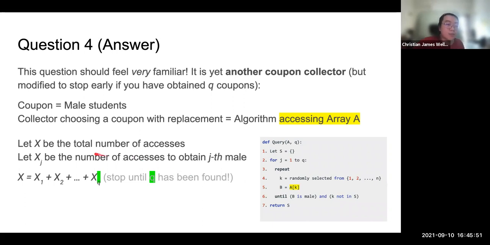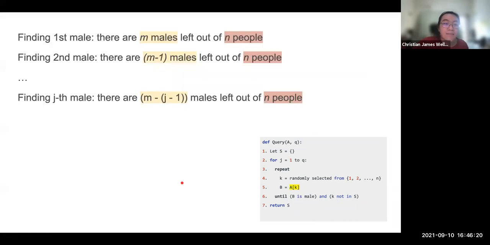So we let X be the total number of accesses, and similar to the coupon collector example, we let Xj be the number of accesses to obtain the jth male, right? To see the jth new guy. The difference here is that we stop at Q, until Q has been found. Okay, I forgot to delete this slide.